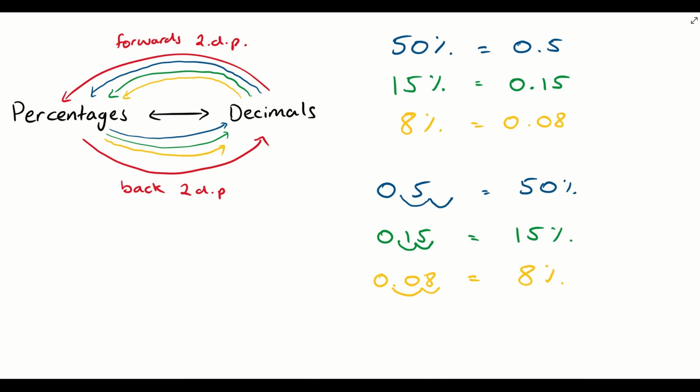So this is a really neat little trick where we just shift the decimal place forwards or backwards 2 places, depending on what way we're going, whether we're going from a percentage to a decimal or a decimal to a percentage. Okay.